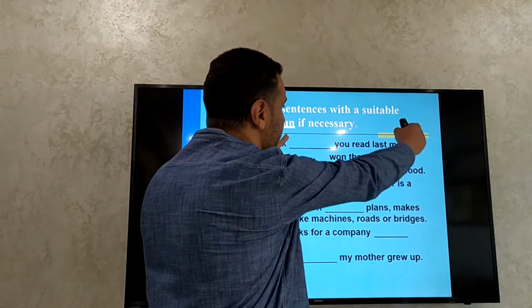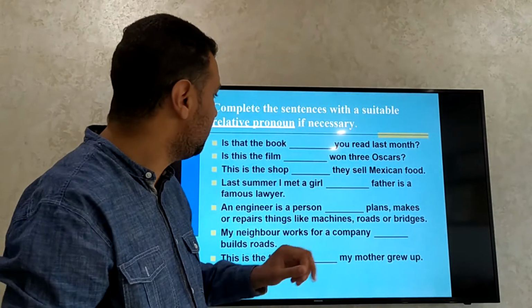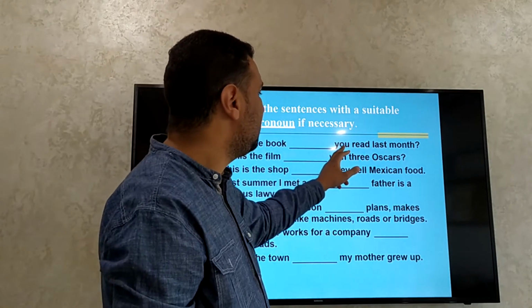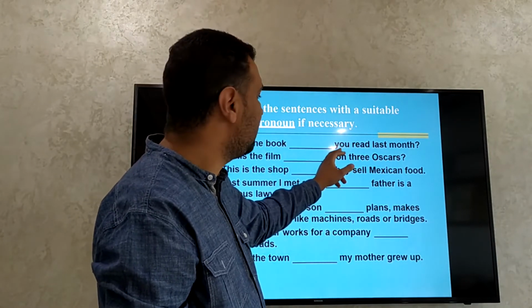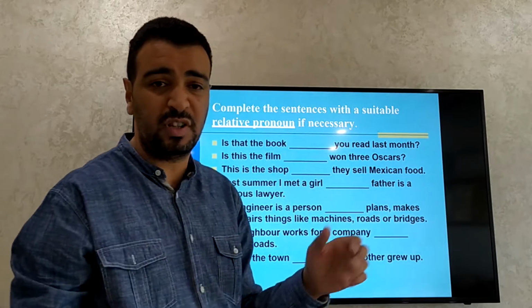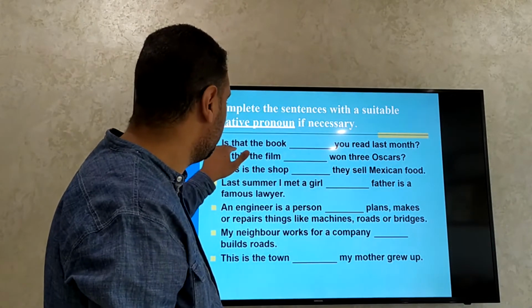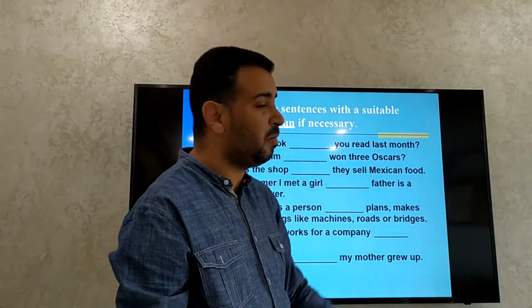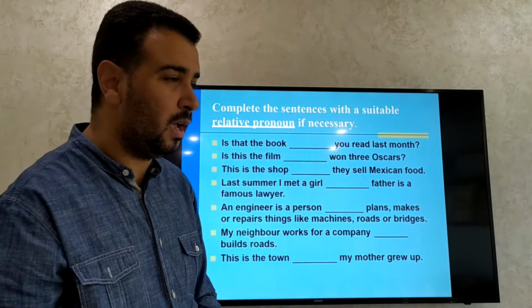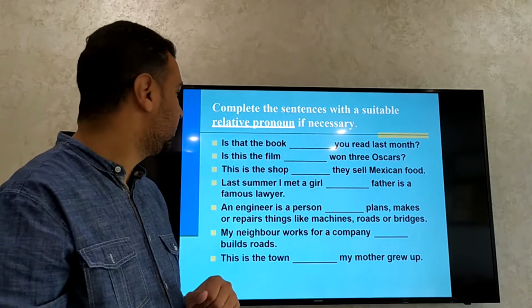So let's look at this part of the sentence. Okay? Where's the subject? It is "you". "You" is the subject, and the book is, of course, an object. So yes, it is possible to omit it. I can say, for instance, "Is that the book you read last month?" Okay, and I still get a correct sentence.